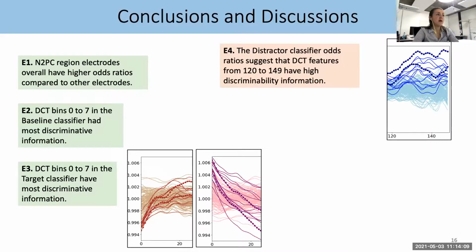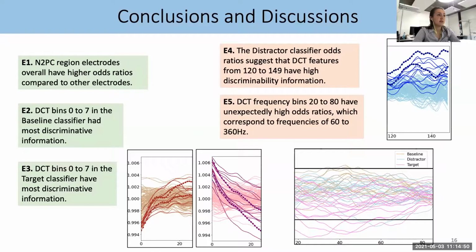In addition to that, we found two pieces of evidence that were a bit more odd and require further analysis. One was that for the distractor classifier, the DCT features from 120 to 149 had the highest discriminability information. This is very odd and likely an artifact because these are features that relate to about 500 hertz, and this is not a frequency range that is necessarily known for brain activity or attentional activity particularly.